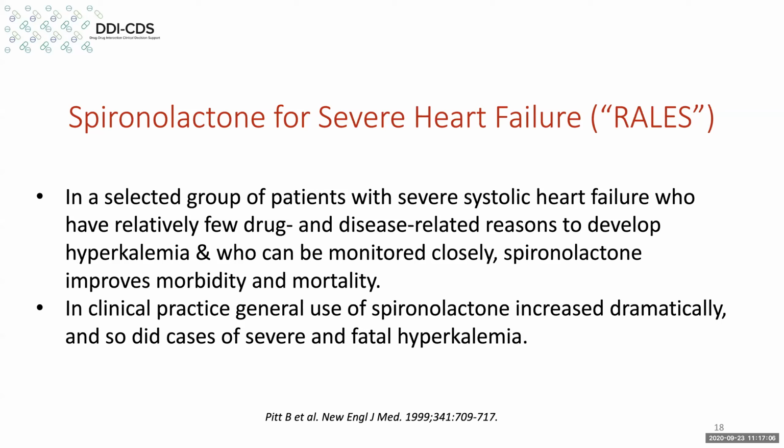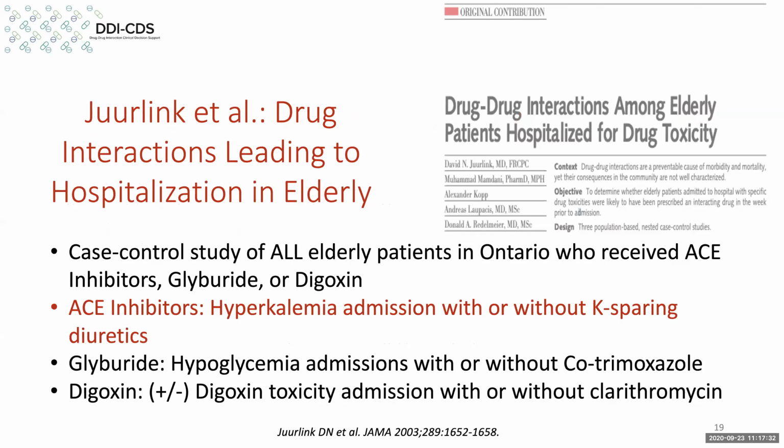Well, this got in the New England Journal of Medicine and of course was then rapidly transmitted through the prescribers, and spironolactone became a darling drug to be used in patients who had heart failure, who were receiving ACE inhibitors and perhaps potassium-sparing diuretics. This was in 1999. So let's jump forward a few years and go one slide forward to 2003.